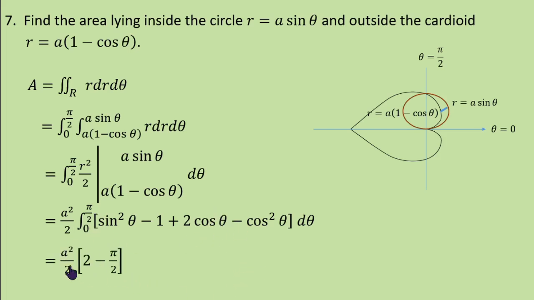And hence a square by 2 into, here integral of 1 is theta and hence upper limit pi by 2 means minus pi by 2, that is here 2 into 1. So 2 minus pi by 2, a square by 2 into 2 minus pi by 2. If we take 2 outside, 4 minus pi by 4 into a square, or leave it as it is. So this is the required area outside the cardioid r equal to a into 1 minus cos theta and inside the circle r equal to a sin theta.